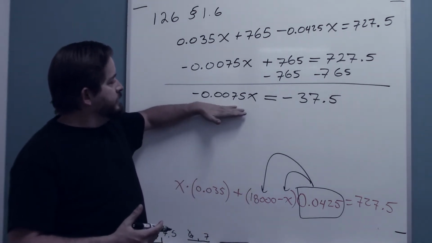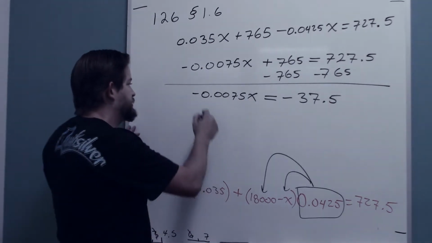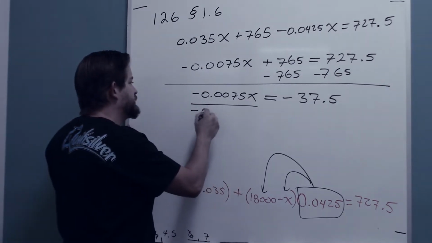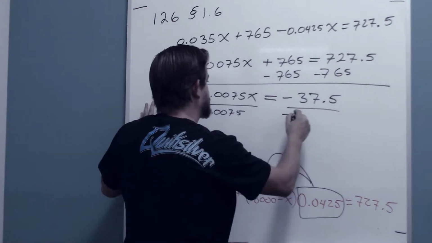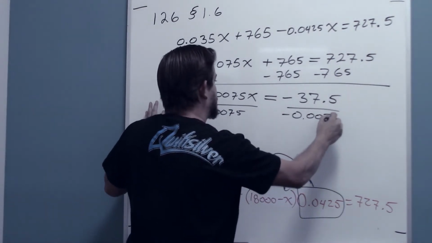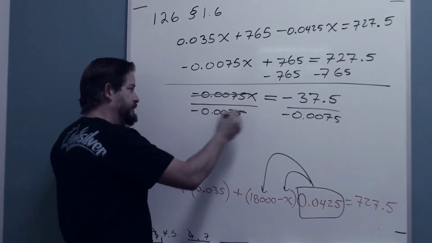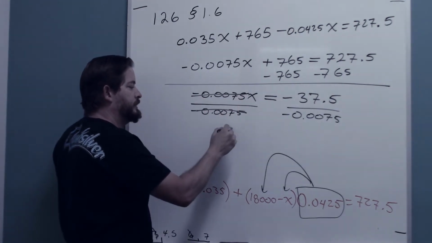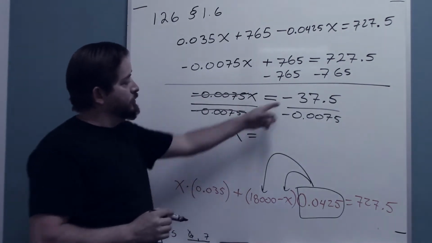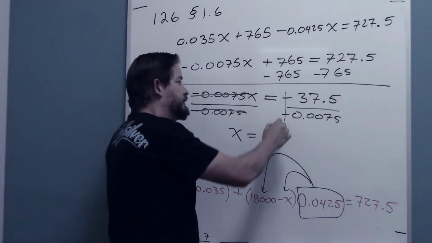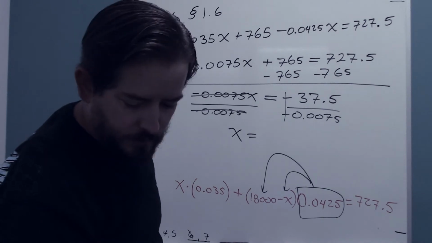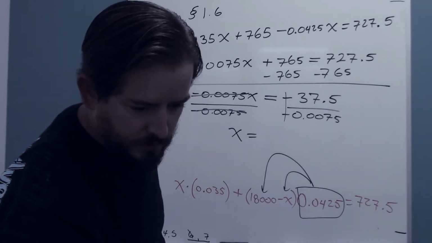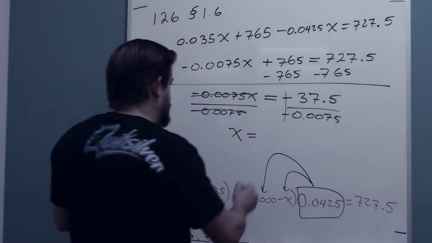But I've got this here, and I've got to divide both sides by negative 0.0075. This one's easy, because it's being divided by itself, leaving me with 1, and I have x. And then over here, the negative cancels with the negative, and I end up with, divide by 0.0075, 5,000.